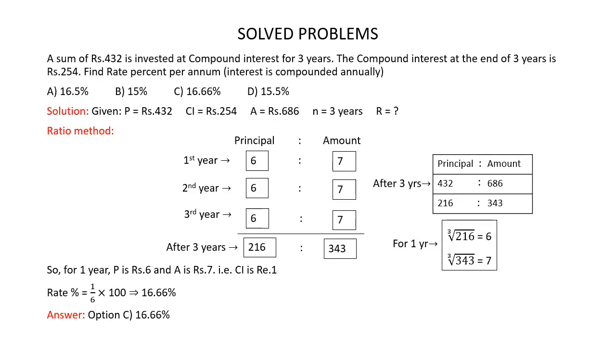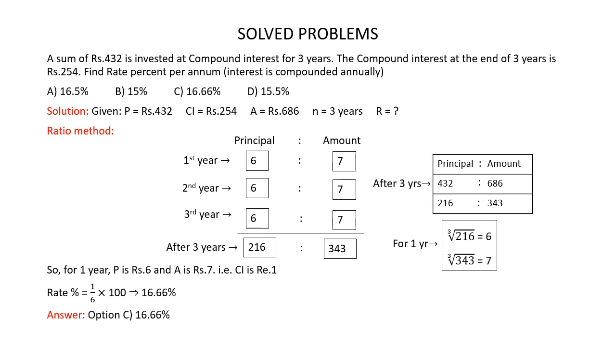Now let's solve this problem through the shortcut method, which is by using the ratio method. Now before we solve this problem, let's just have a quick recap of the ratio method. Here it's given that time is 3 years and we are asked to find the rate of interest, and it's given that the rate of interest is the same for all the 3 years.